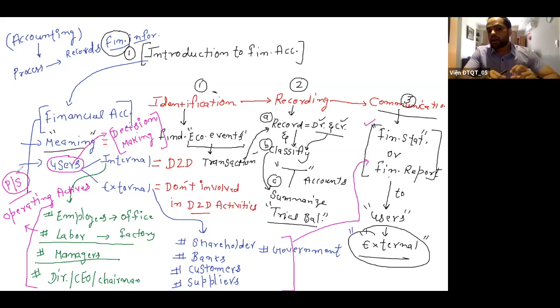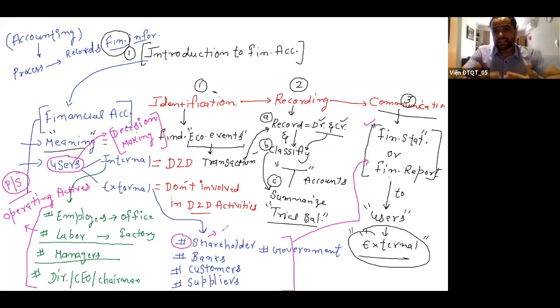But here, financial accounting provides information to external users. So it's very important to understand what decisions different users are going to make, right? Let's start with the shareholders. What decisions are shareholders going to make?